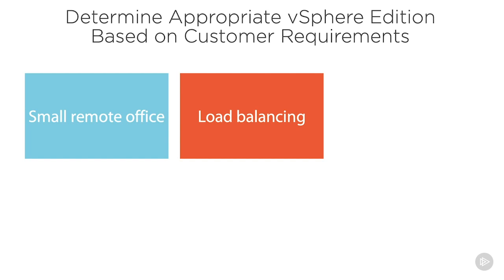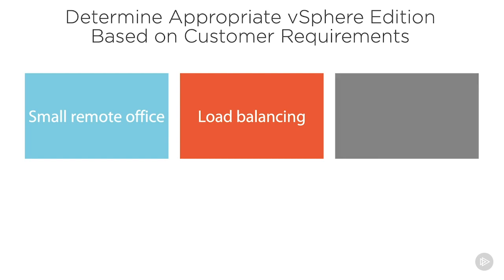Well, the answer, of course, is vSphere Enterprise Plus, because that's the edition that includes Distributed Resource Scheduler, also known as DRS, which isn't technically load balancing, but it does ensure that your virtual machines receive the resources that they need. And most people think of it as load balancing. The end result is very similar.